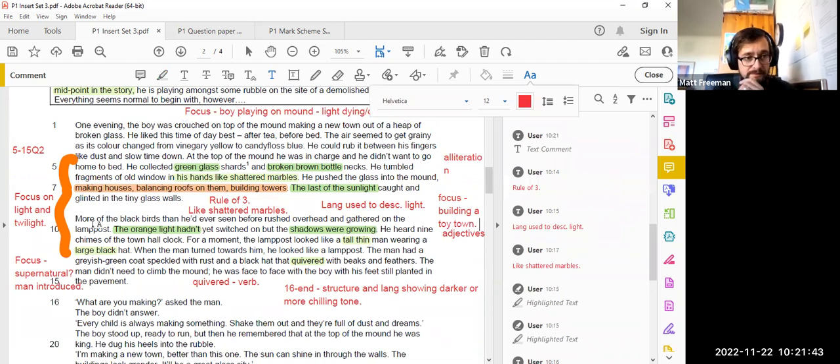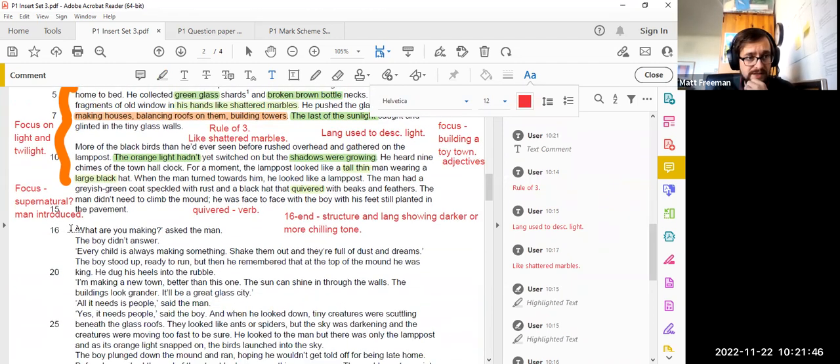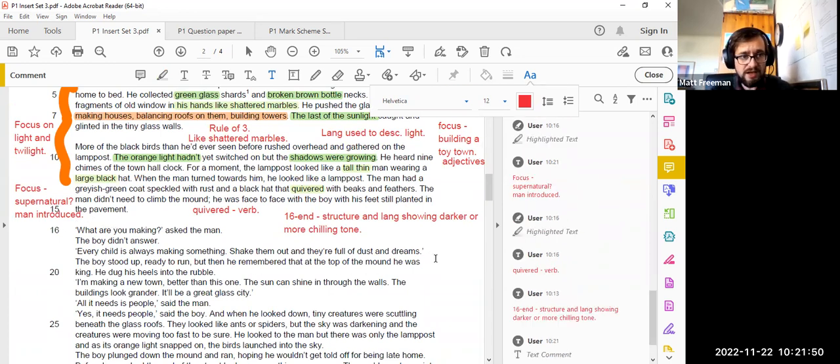Or building the toy town. Okay. So focus, supernatural, man introduced. We're not sure who he is. Moving on from this, dialogue.